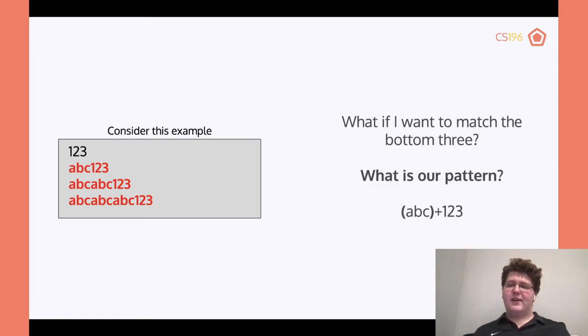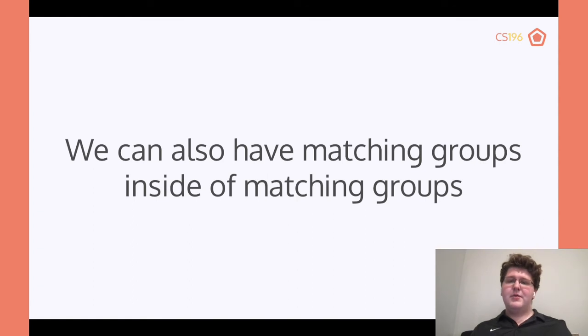And what that's telling us is it's saying group A, B, and C together as an expression, and then we want one or more of those, and then we want 1, 2, 3 at the end. So that's why we had to escape it for the phone number, because this is how we group characters together. We can also have matching groups inside of the groups.